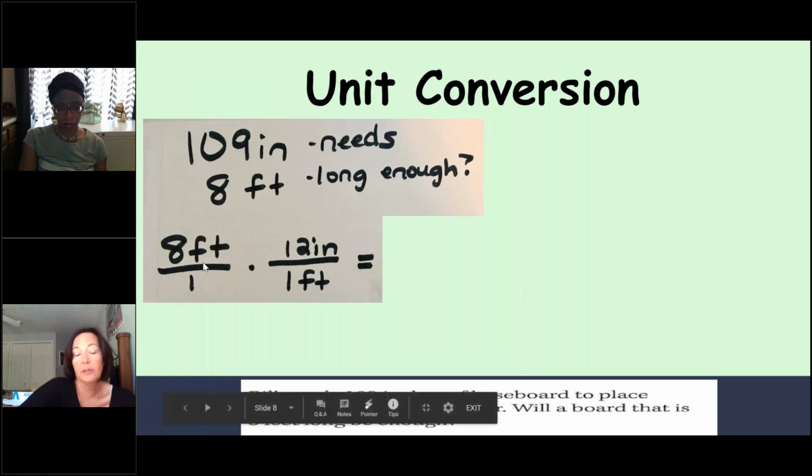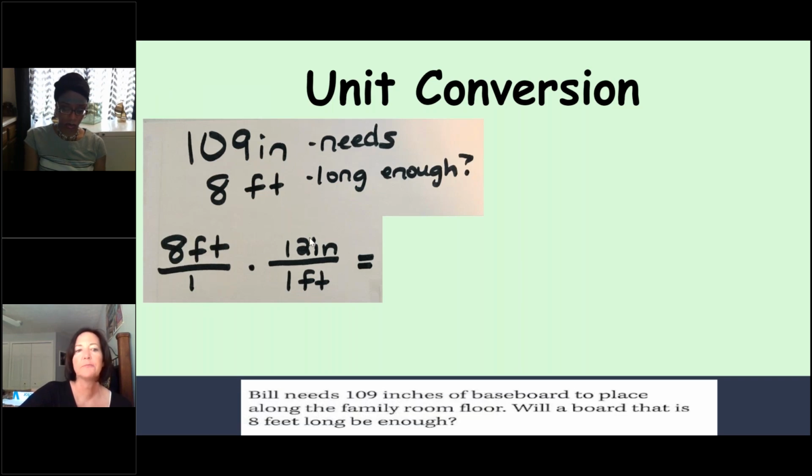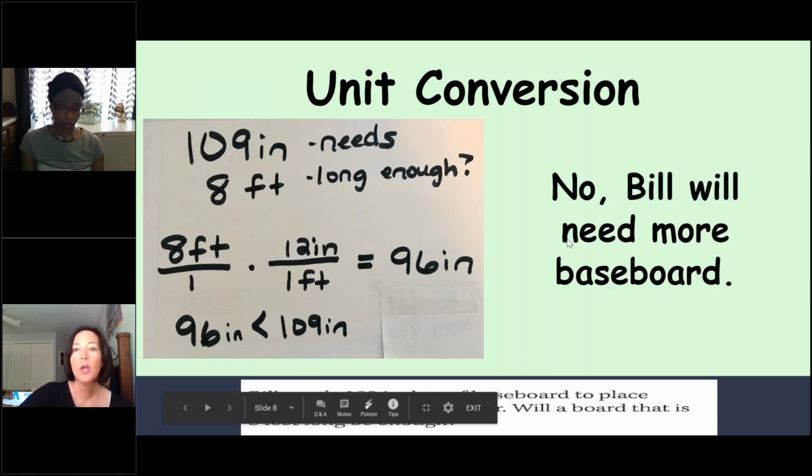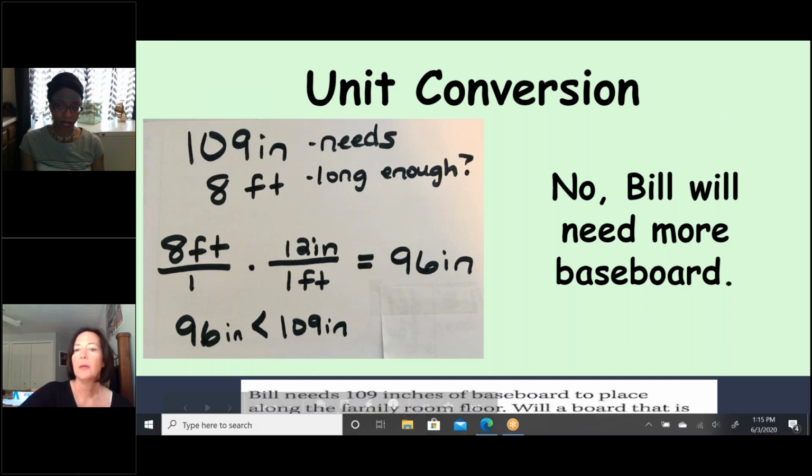Okay, but so in the olden days, we would do 8 feet as one part of the proportion, and 12 inches is 1 foot, and so 8 feet of the board that we have is going to give us 96 inches. And then 96 inches is less than 109 inches. So no, Bill will need more baseboard. So we ended up at the same place.